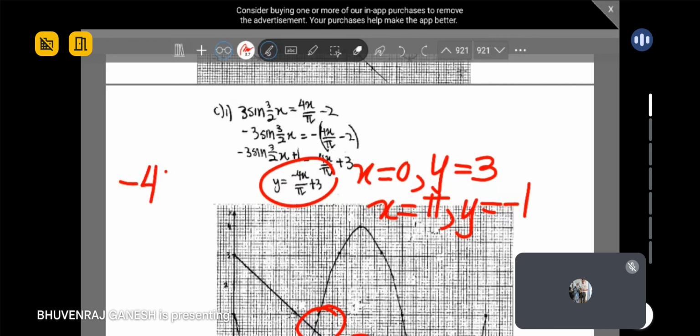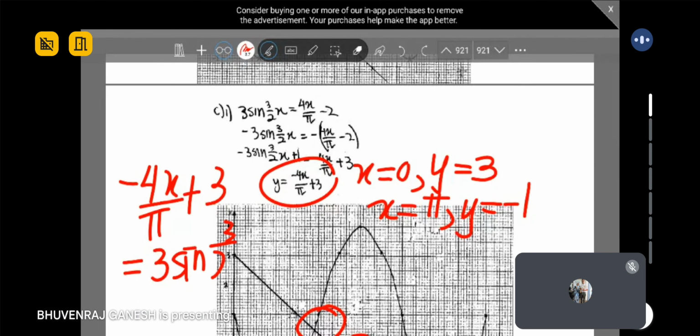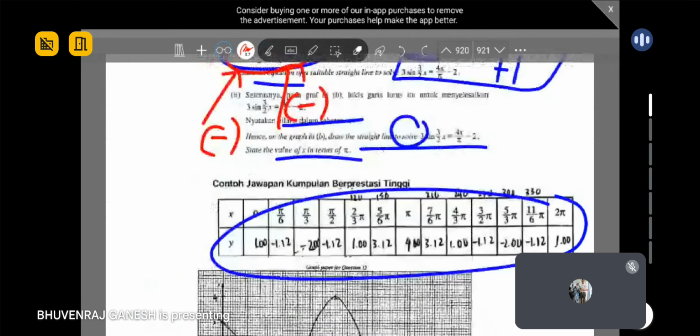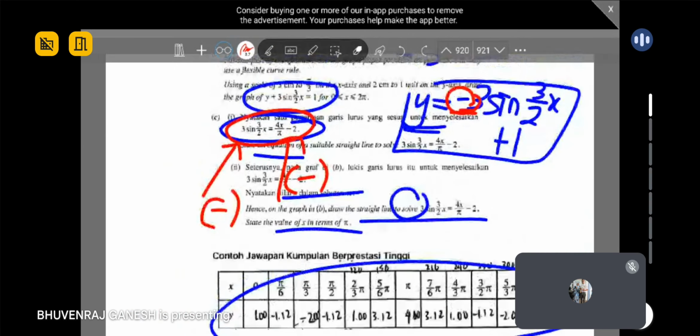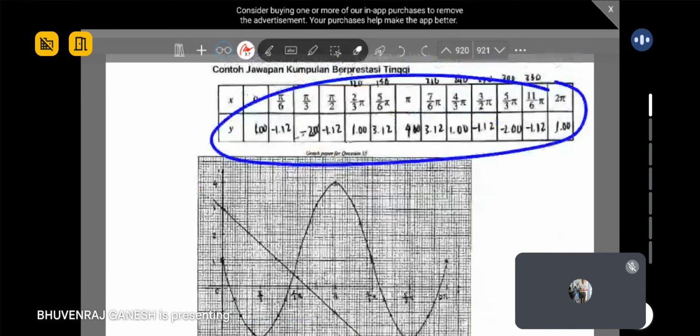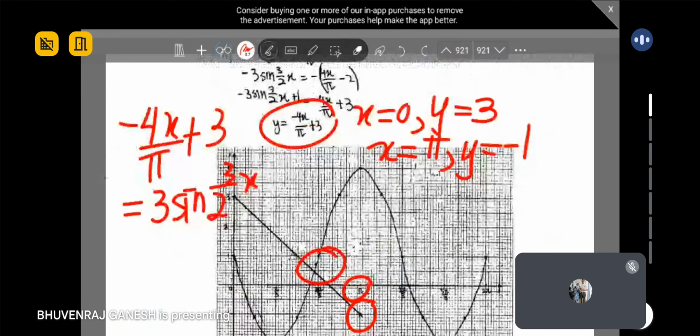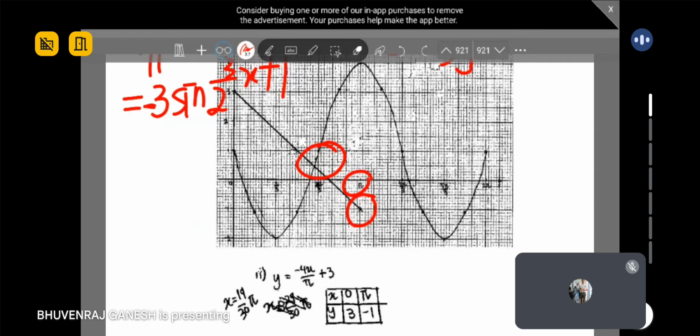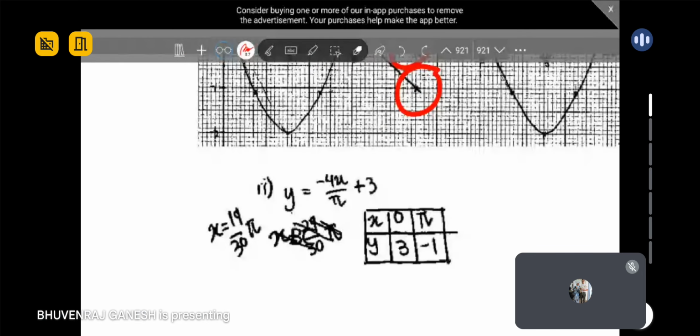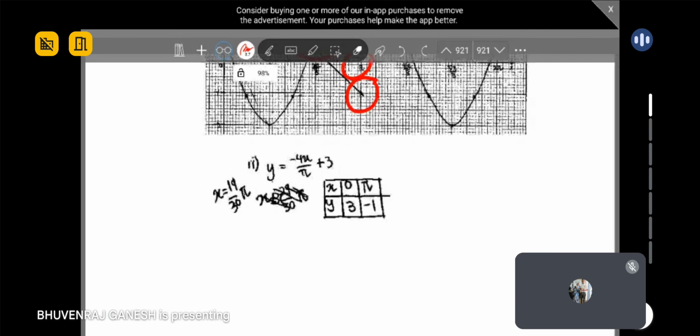Okay, so you have negative 4x over pi plus 3 equal to 3 sine 3 over 2x. Yeah. So you solve for your x value lah, guys. Cari nilai x saja. Okay, when you solve for your x, is minus, a minus and then plus 1. Okay. So this is your equation. So you solve for x. That's all. Then when you solve for x, you should get this answer. 19 over 30 pi. Okay, guys. Do you understand? Boleh faham perbincangan hari ini?